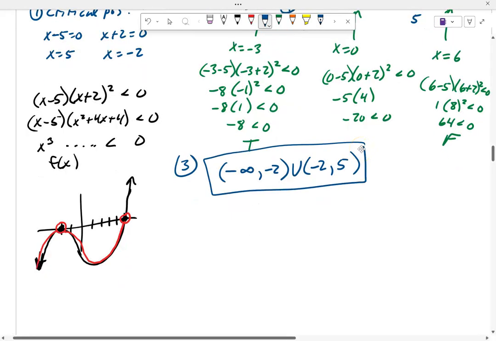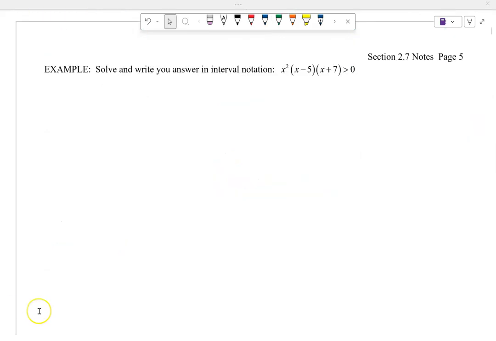I should have boxed that solution there. All right, let's do one more polynomial inequality before we get into the rational inequality. So here it looks like we have a 4th degree polynomial. Where's this 4th degree greater than 0?